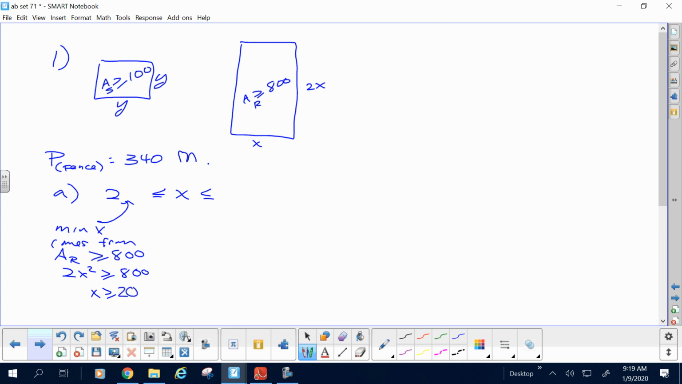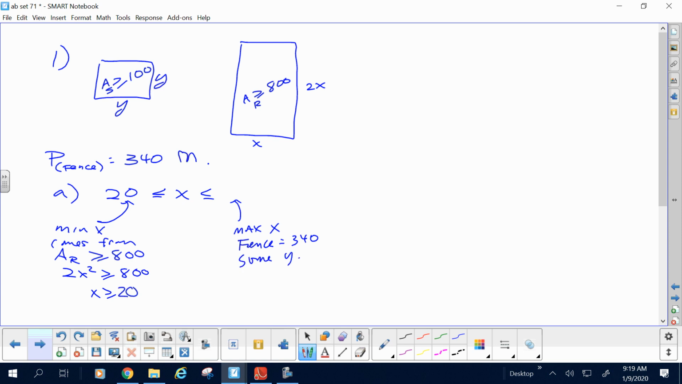The other one is much harder to come up with. The max x. Why can't x be infinitesimally large? There's 2 really things going into that. Why can't x be too large? Okay, so there's a fence requirement. The fence is limited. It's only 340. And can I use all of that for x? No, I have to use some of it for y.